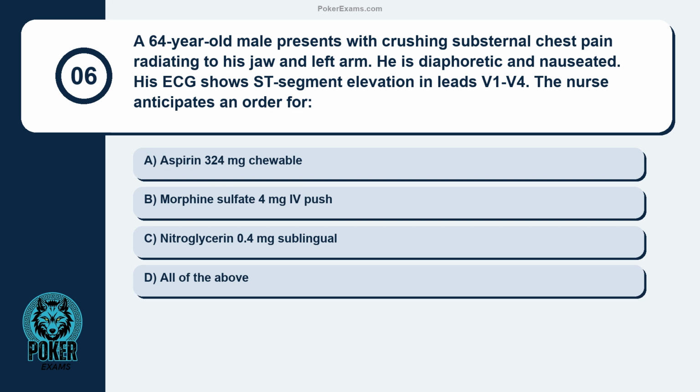Question 6. A 64-year-old male presents with crushing substernal chest pain radiating to his jaw and left arm. He is diaphoretic and nauseated. His ECG shows ST segment elevation in leads V1 to V4. The nurse anticipates an order for aspirin 324 mg chewable, morphine sulfate 4 mg IV push, nitroglycerin 0.4 mg sublingual, all of the above.